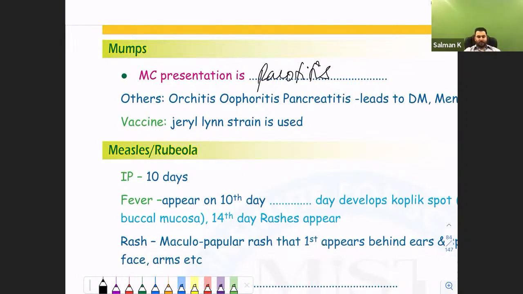Okay, the inflammation it causes is parotitis, inflammation of the parotid glands leading to the swelling here. Next, orchitis. Orchitis, this is the other thing that you should know, right? Testis, ovaries, etc. All of these can be swollen by the mumps virus. Okay.